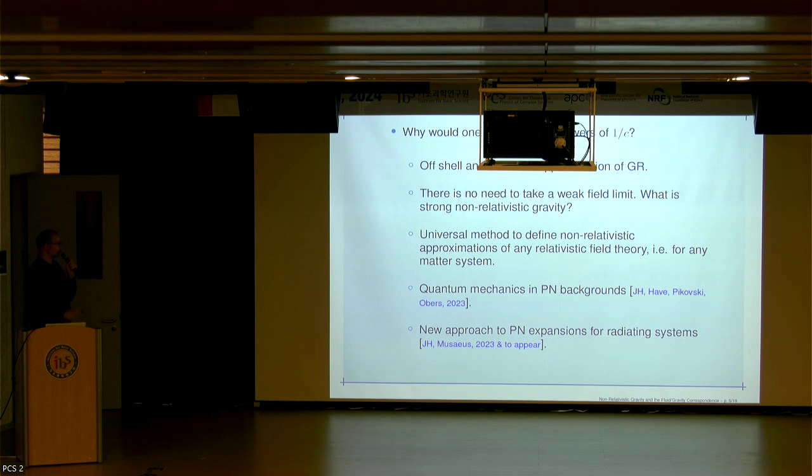Other applications of this would be to study, say, quantum systems in non-relativistic but non-trivial backgrounds. So you can ask, what happens to quantum mechanics if I have a non-trivial gravitational background, like a Schwarzschild black hole or a Kerr black hole. So that's also quite interesting. In fact, we've used this 1 over c expansion to find a new approach to study radiating systems in GR, but I will not be talking about this now.